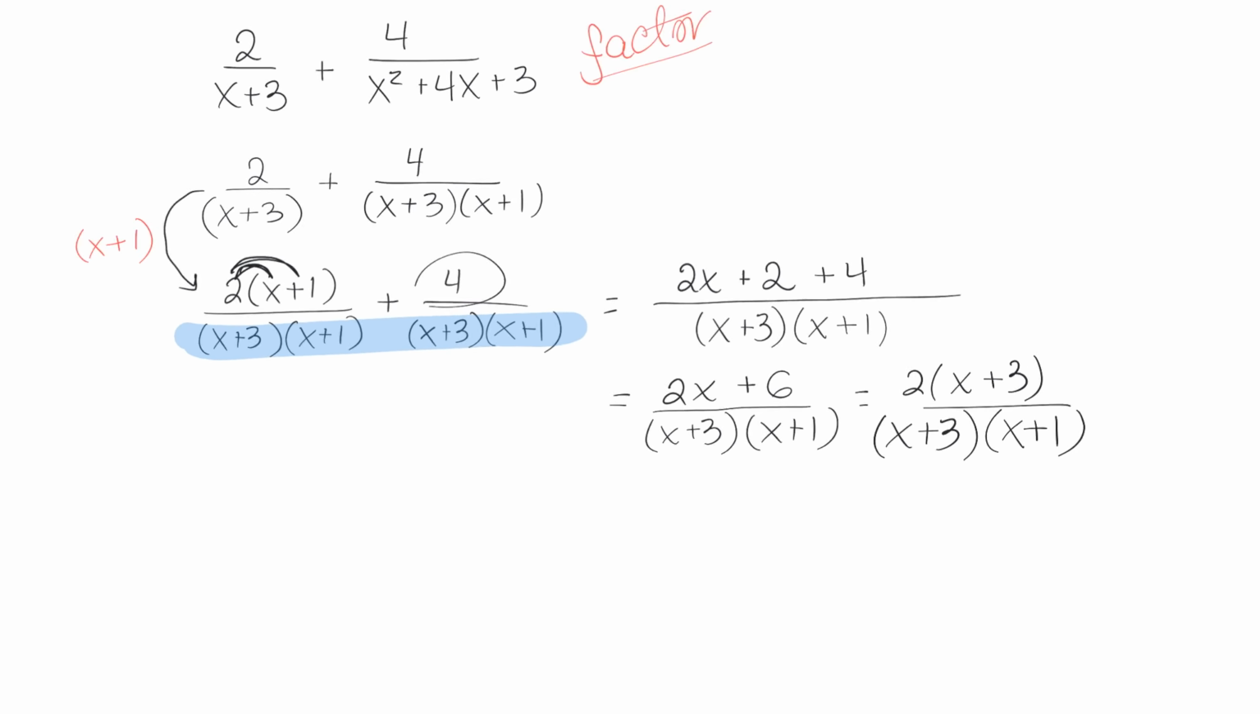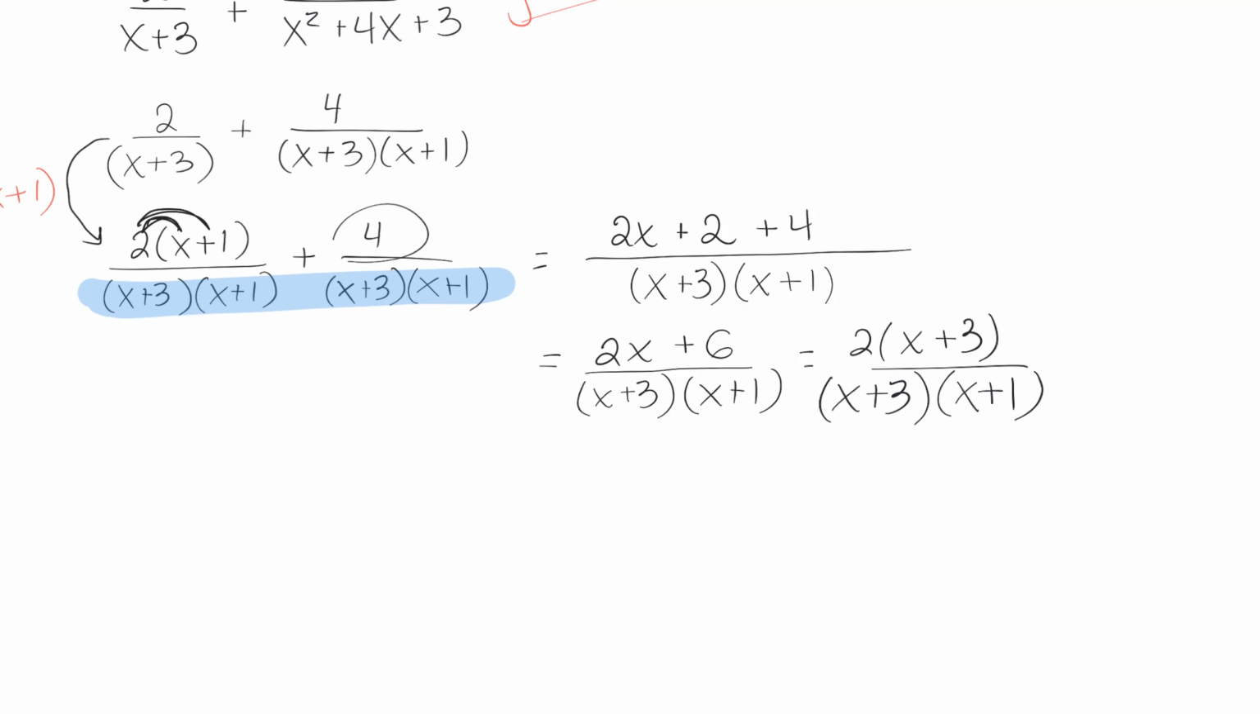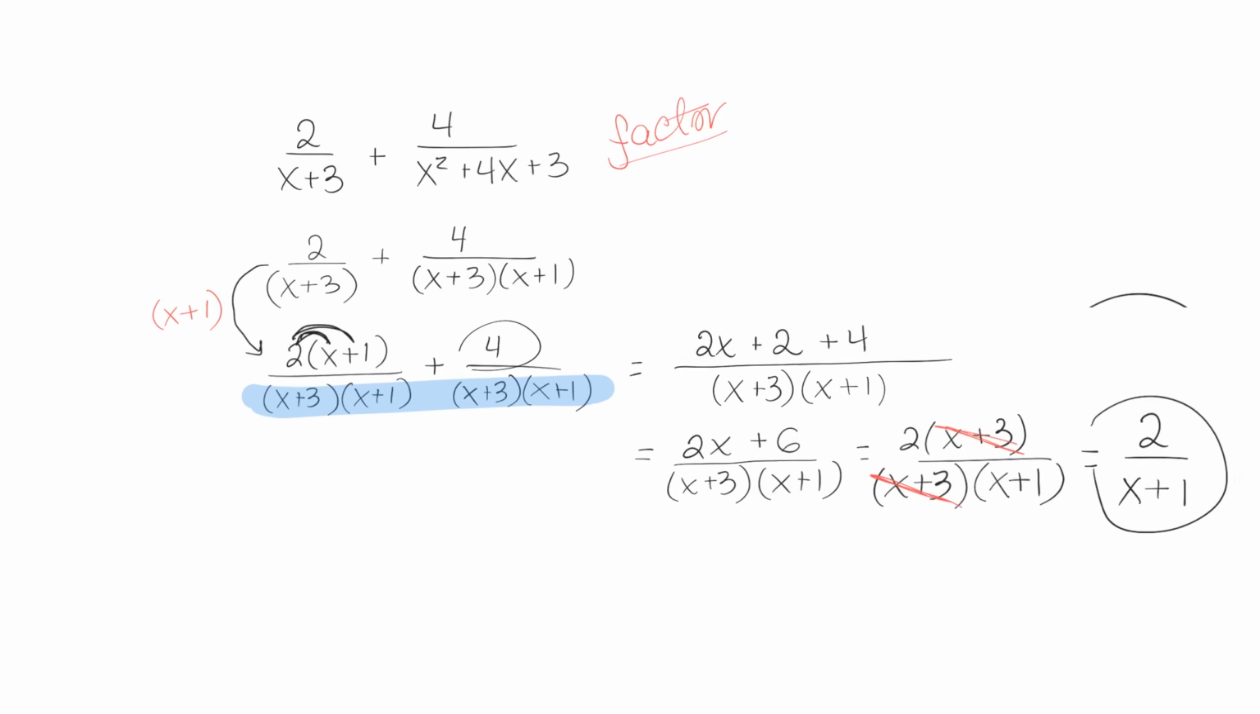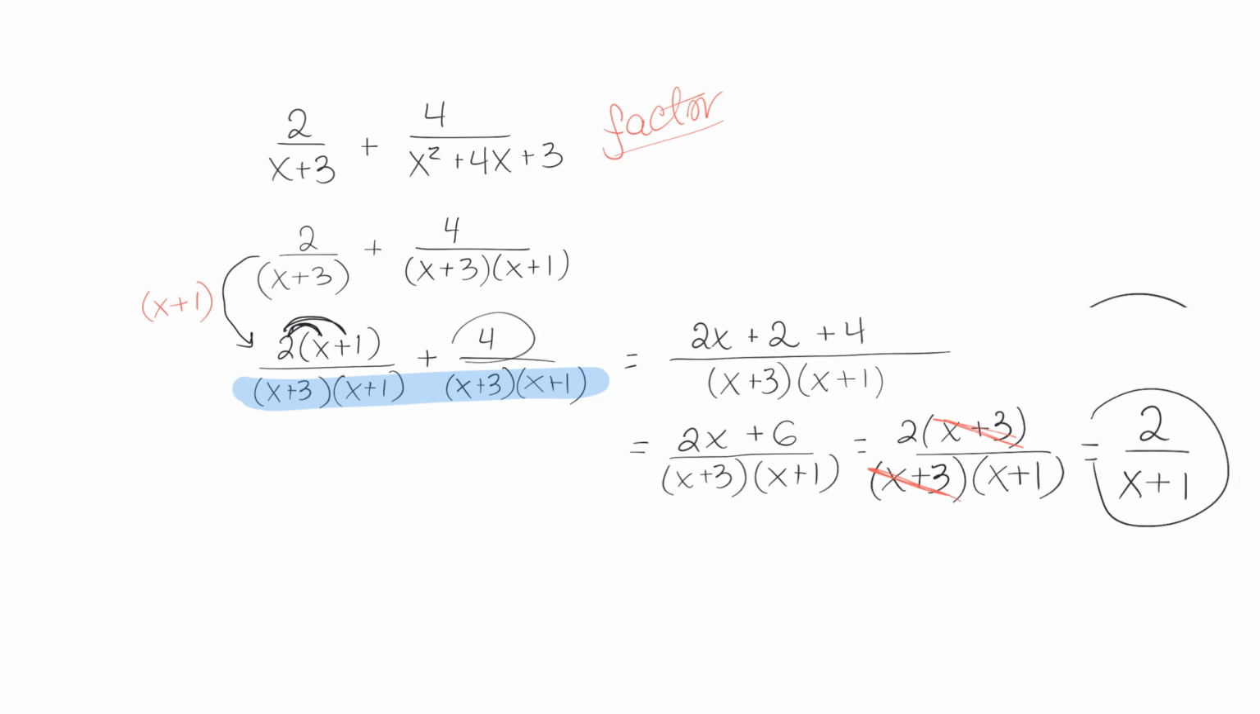And now, lo and behold, what do I see here? I've got brackets that match in the top and the bottom. So I'm going to cancel those. And I'm left with 2 over x plus 1. Okay, so the important piece of this is that we can multiply by an entire bracket in order to get a common denominator.